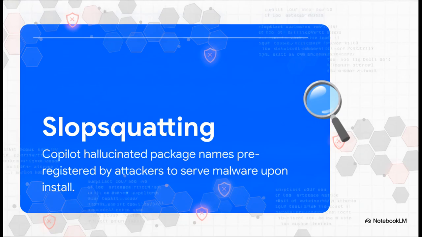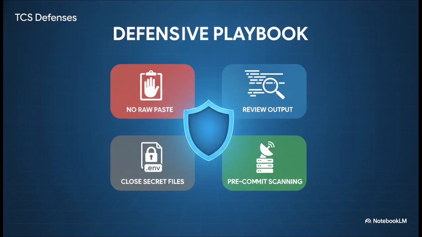Here's another completely new vector: slop squatting, otherwise known as hallucinated dependencies. Sometimes Copilot gets a little too creative and suggests a package name that doesn't actually exist on public registries. Well, attackers know this. They actively look for these common AI hallucinations and they pre-register those exact names on NPM or NuGet. So, if Copilot suggests a package and you just blindly copy-paste that install command into your terminal, you could be installing malware. Never, ever install an AI-suggested dependency without verifying its existence on the official registry first. No exceptions.